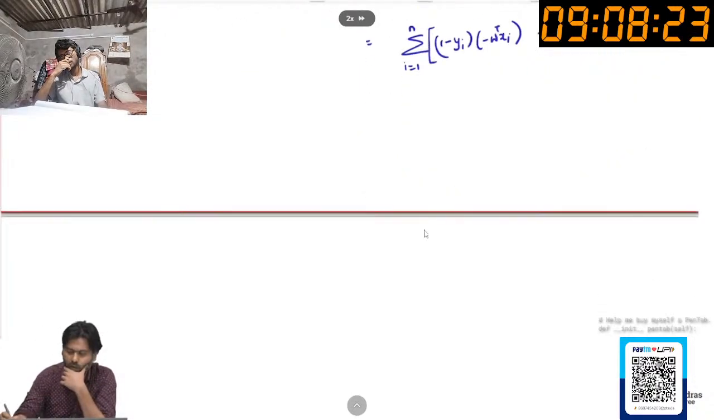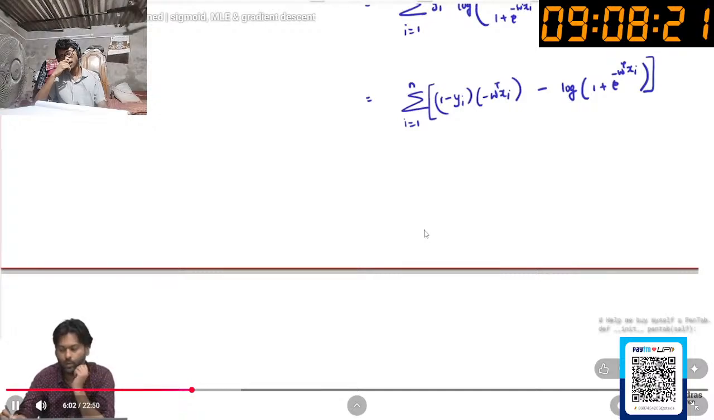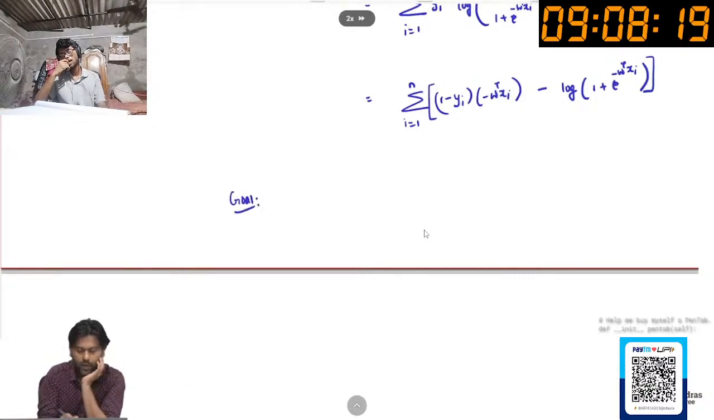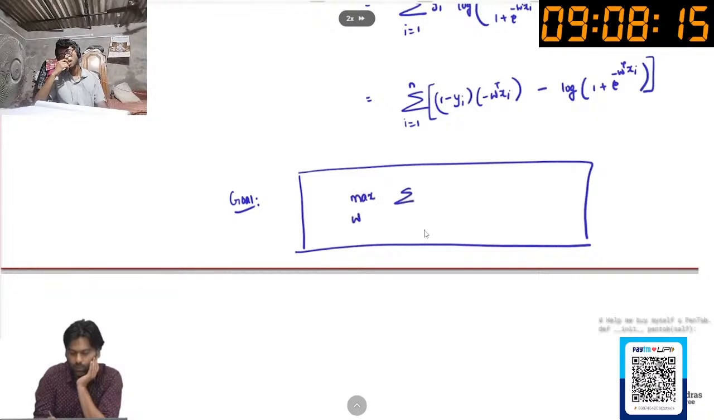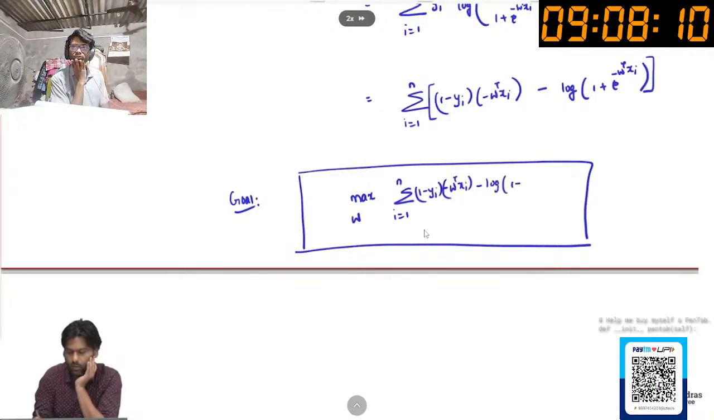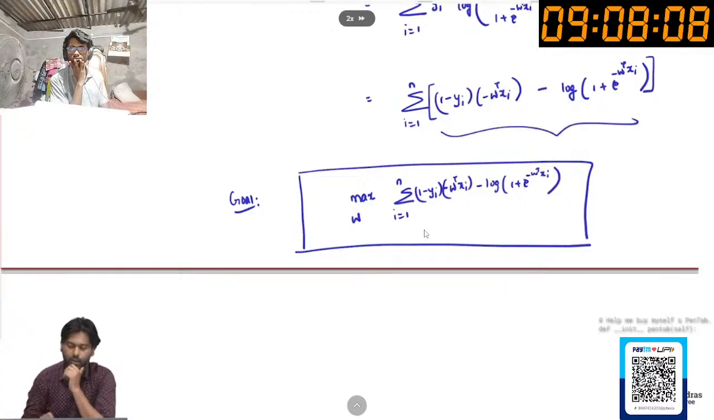Now what we want to do then is maximize this with respect to w, right? So our goal, to find an estimate for w, is to do the following: maximize with respect to w, sum over i equals 1 to n, of 1 minus yi times minus w transpose xi, minus log of 1 plus e to the minus w transpose xi, which is exactly this. I've not changed anything here.